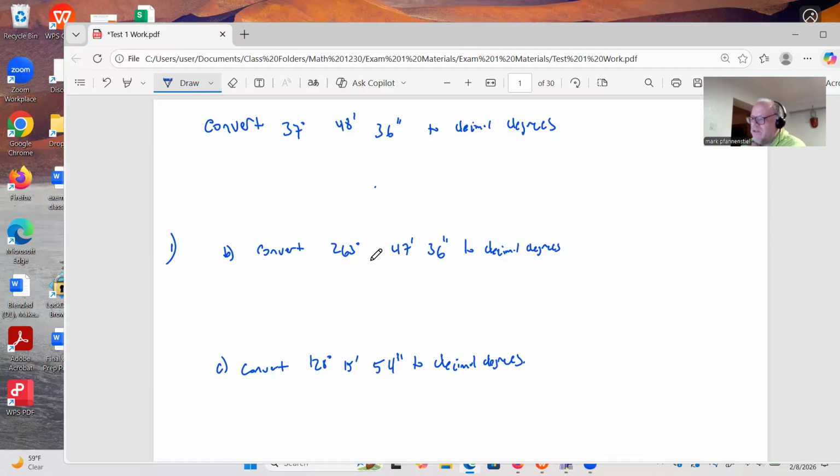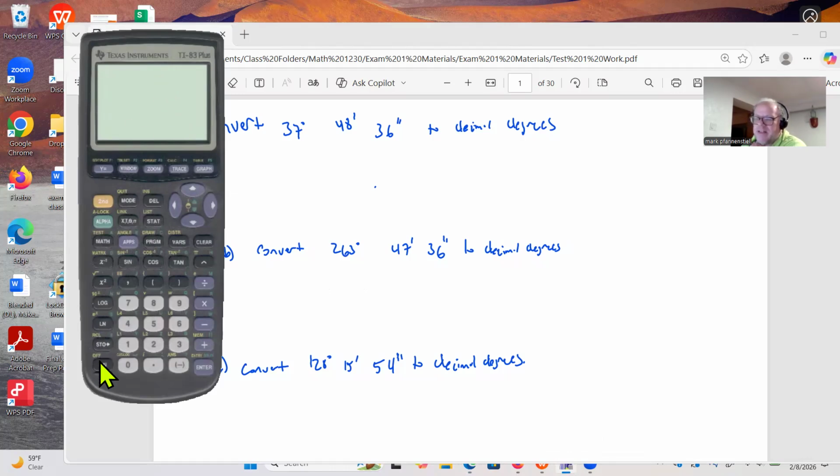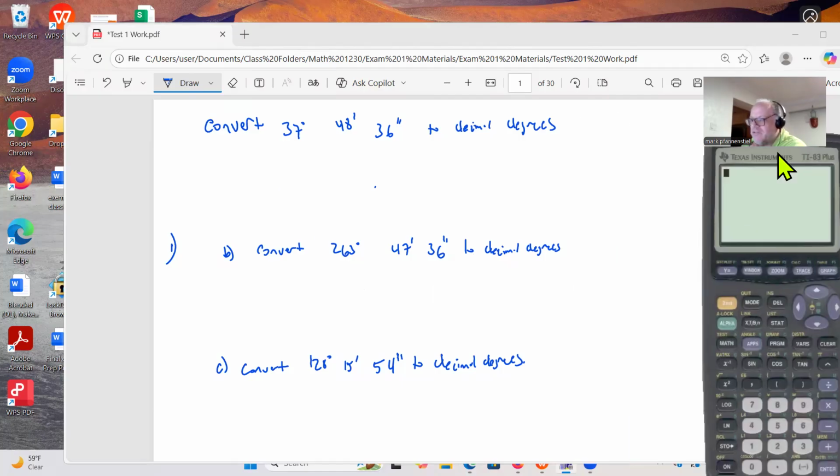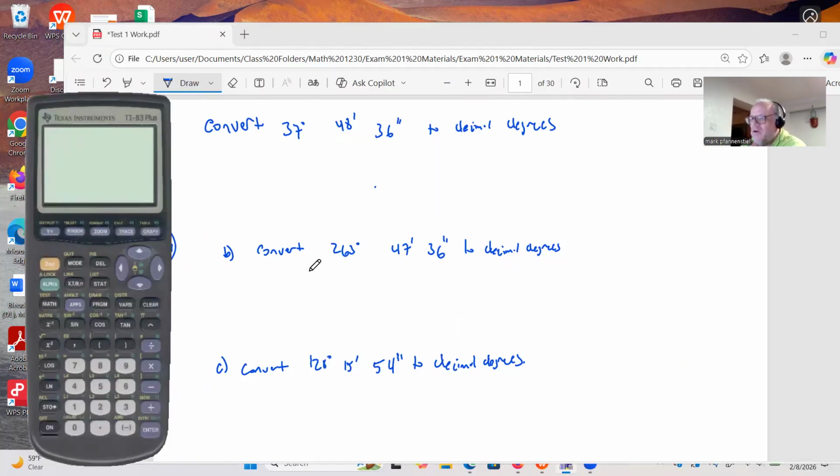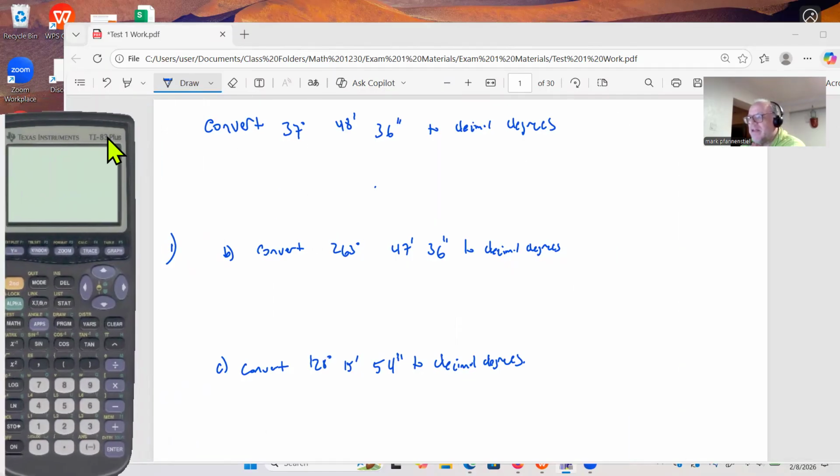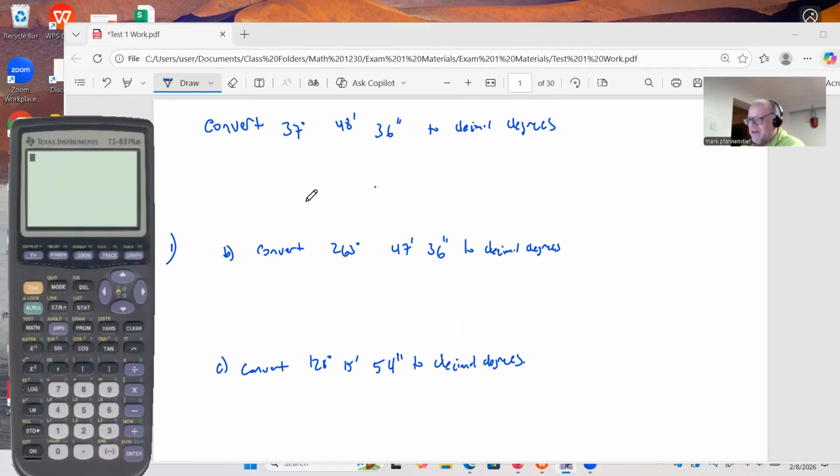Okay, so we're going to convert these degrees, minutes, seconds into decimal degrees here. Now, I have a calculator here that's technically more advanced than the one you're allowed to have, but I'm not going to use it for anything other than what you're allowed to do with it. So we're not going to graph with it. So converting our degrees, minutes, seconds, we have 37 degrees, 48 minutes, 36 seconds.